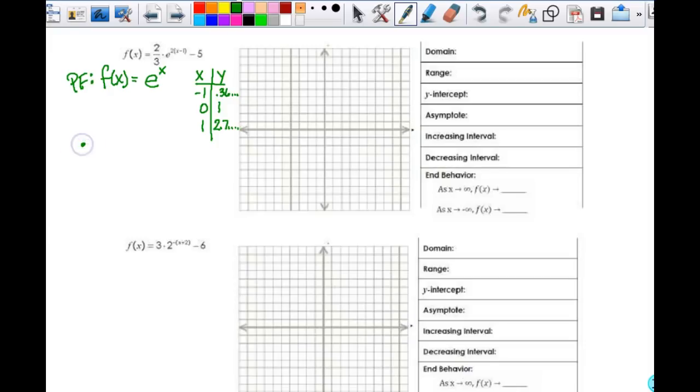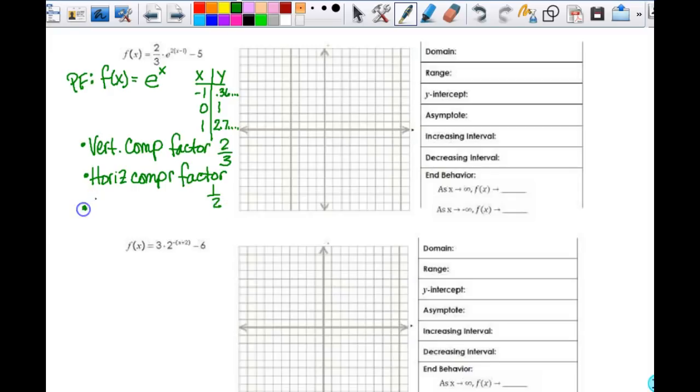So then my transformations. This 2/3 is out front here, so this is a vertical compression by a factor of 2/3. Then this 2 is up in that exponent, so that is a horizontal compression by a factor of 1/2, and then I translate right 1 and down 5. Okay, so it's another exponential, which means my asymptote is horizontal, and this is the part that affects that. So I go to -5. This is where my asymptote is, and I can go ahead and draw y equals -5.